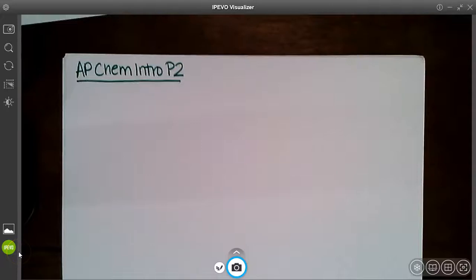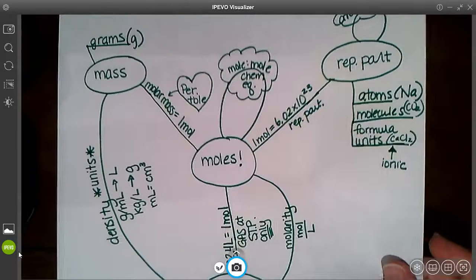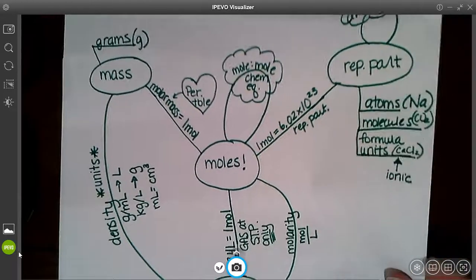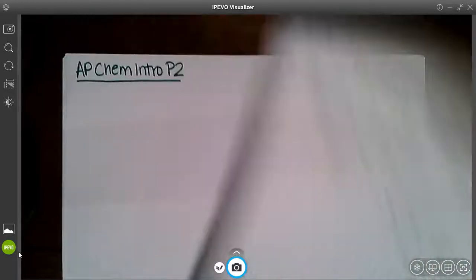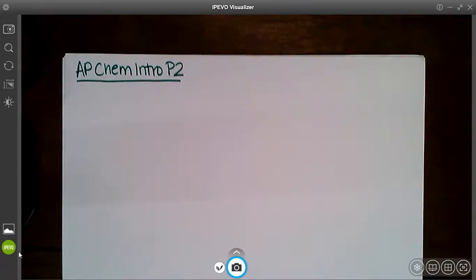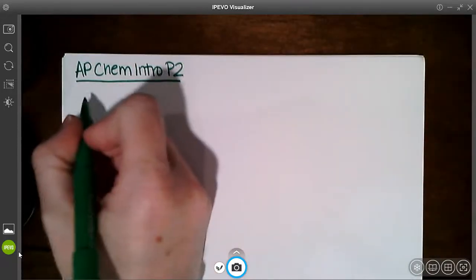Hey guys, this is the AP Chem intro video number 2. In the last video, we drew this map of Moleville, as I like to call it. So today I'm going to show you how to use this map to solve problems using dimensional analysis. So we're going to start with the first problem.